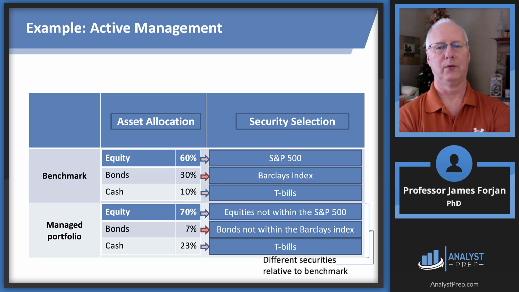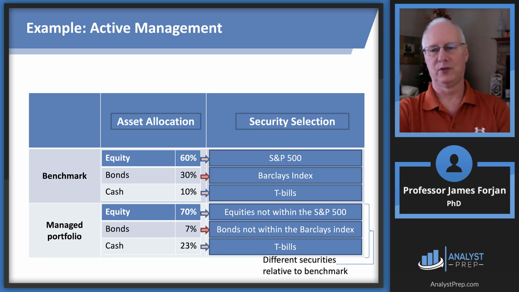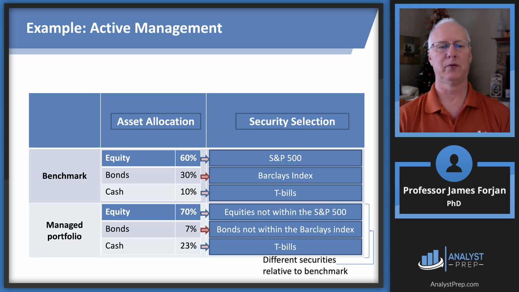All right, we're going to do this in twofold. So here's asset allocation in the middle column, security selection on the right-hand column. So here's our benchmark. There's our managed portfolio. The benchmark consists of 60% equity, 30% bonds, and 10% cash. Our managed portfolio is going to deviate from that asset allocation by overweighting equity, right, 70% versus 60%, underweighting bonds, right, 30% versus 7%, and then overweighting cash.